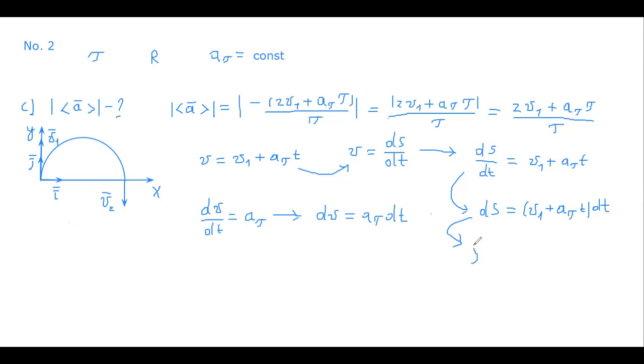We can write integral ds is equal to integral of v1 plus a tau t dt. Okay, now we have to set integral limits, according to the initial condition.